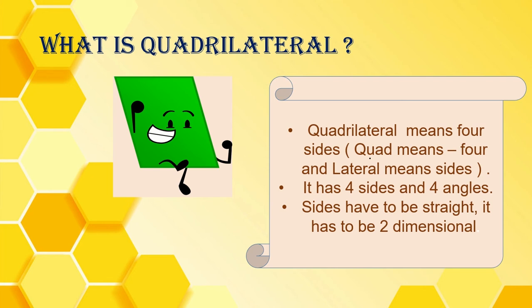Quadrilateral is formed by two words, quad and lateral. Quad means four and lateral means sides. So any figure having four sides and four angles is known as quadrilateral.